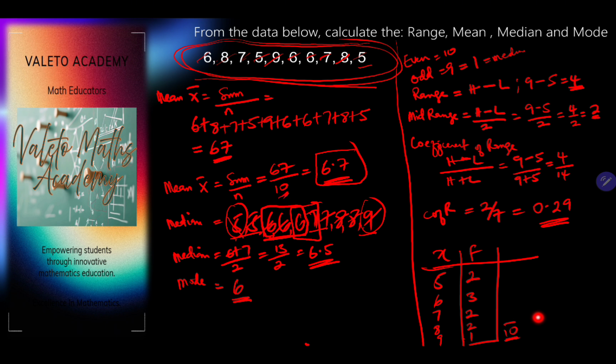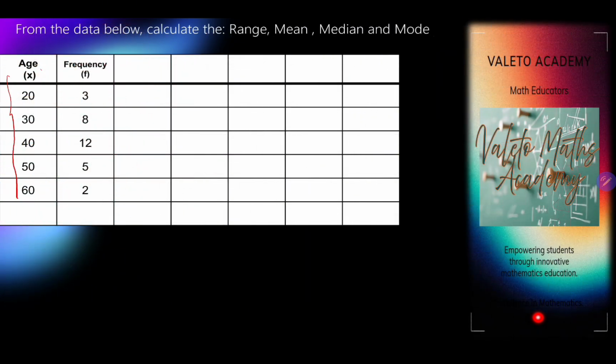So where you have a large number of data, it is better to put it in a frequency table like this, in a tabular form, so that you can work easily with that. And when you put it in a tabular form like this, then it will pay you better to make use of some important formula. Okay, so now it's in a table like this. It's a different example altogether. It means that 20 is occurring 3 times, 30 is occurring 8 times, 40 is occurring 12 times, 50 is occurring 5 times, and 60 is occurring 2 times.